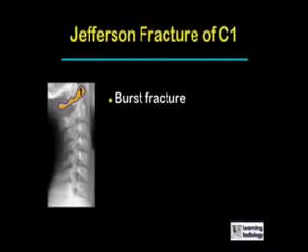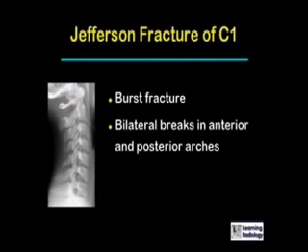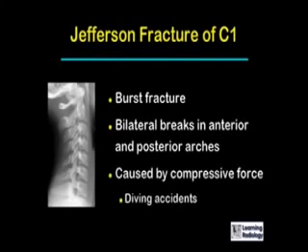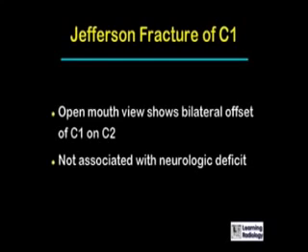Jefferson fractures of C1 are burst fractures. They are bilateral breaks in the anterior and posterior arches of C1. They are most frequently caused by a compressive force such as occurs in diving accidents, when an individual may jump into a swimming pool and hit one's head on the bottom of the pool. The open mouth radiograph in the frontal projection will show bilateral offset of the C1 vertebral body on C2.